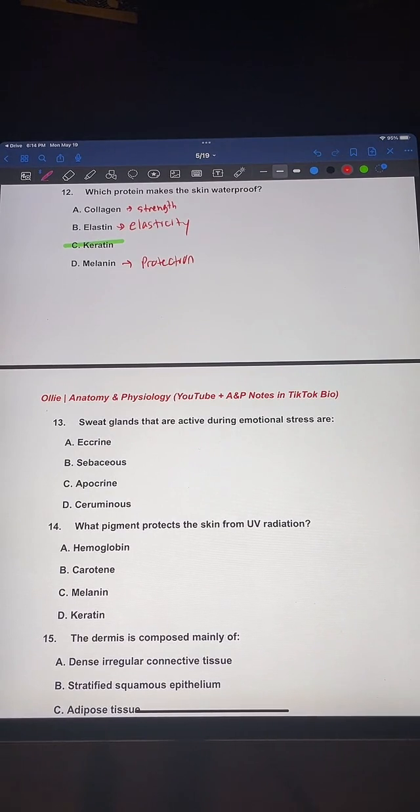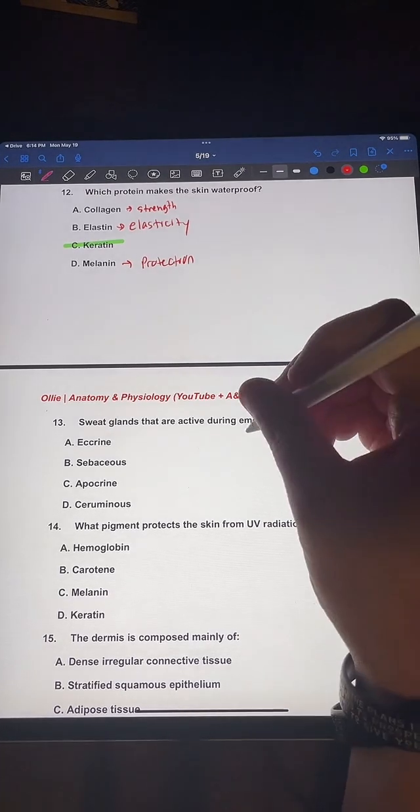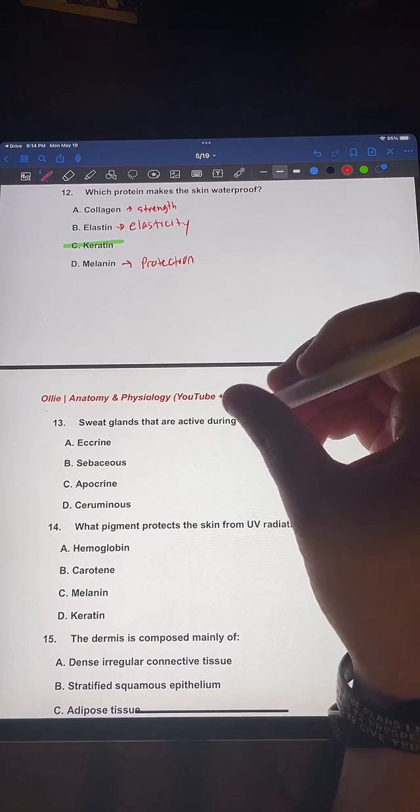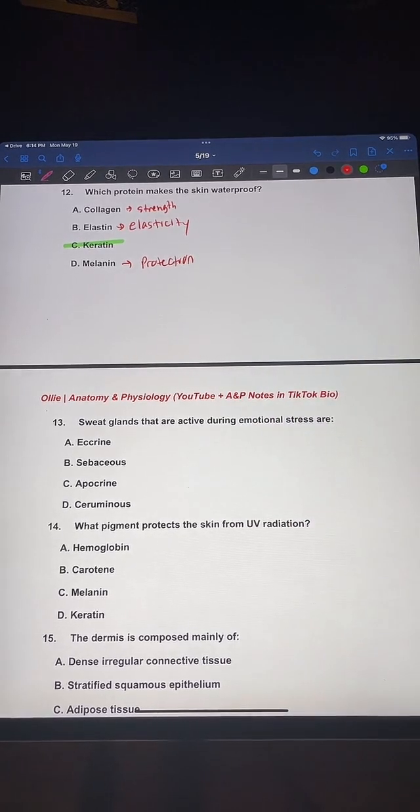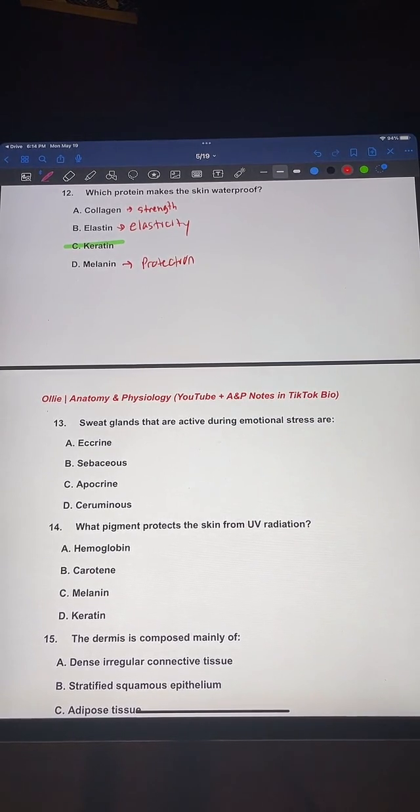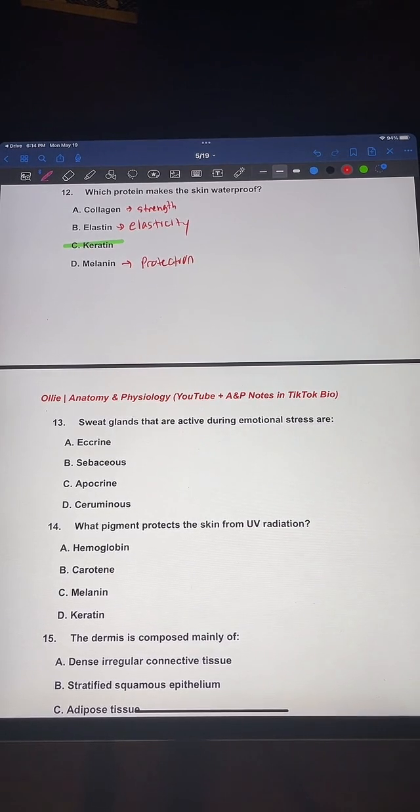Number 13, sweat glands that are active during emotional stress are... And when I say emotional, yes, let's go with emotional stress. What sweat glands would be active during emotional stress? So this would be out of the purpose of thermoregulation. So it would not be due to thermoregulation.